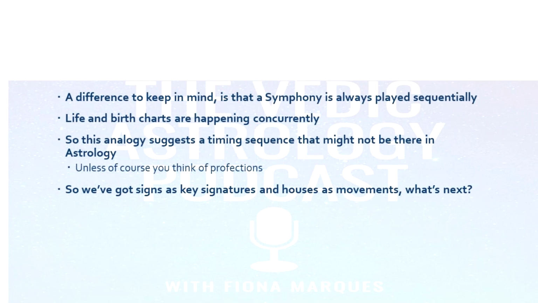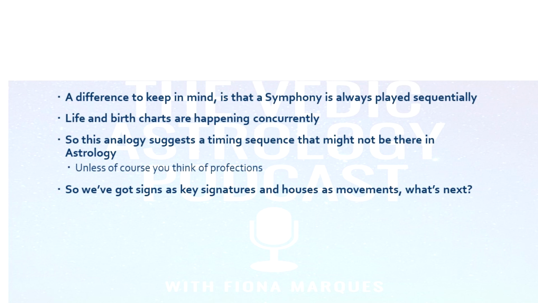A difference that I would like to point out, of course, is that a symphony is only played sequentially, whereas life, charts and birth charts, are happening concurrently. So whereas a symphony, when it's being played for an audience, is played from beginning to end along those musical themes that I've just outlined, in a birth chart, the first house is playing at the same time as the second, the third, the fourth, and the fifth, all at the same time. All those 12 houses are playing.